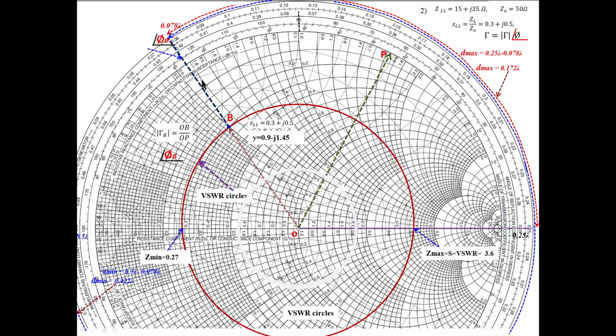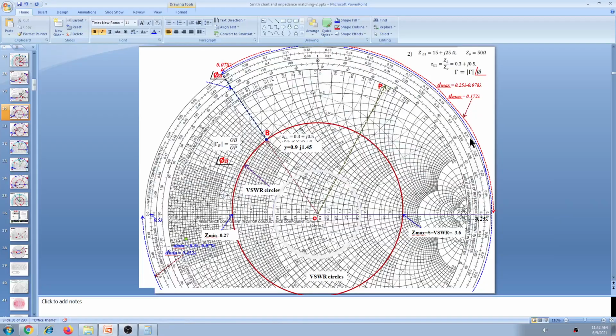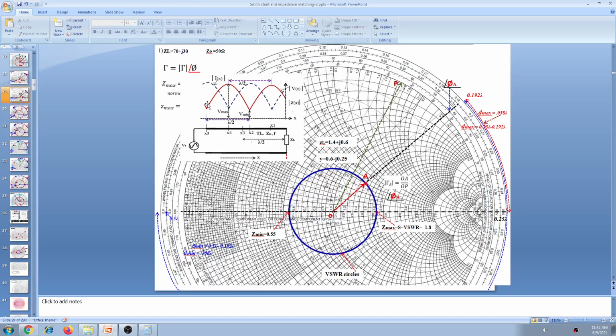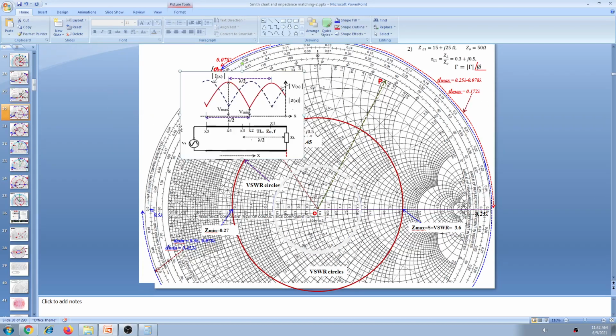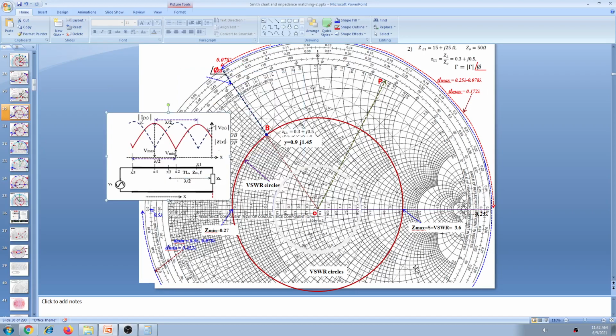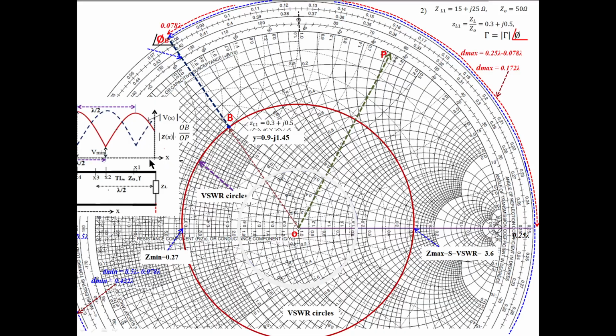This red color arrow from here to here is the d maximum, the distance of maxima. So this distance, d maxima, is 0.172 lambda. So that is from here to here, we observed here. Okay, that is a distance here.